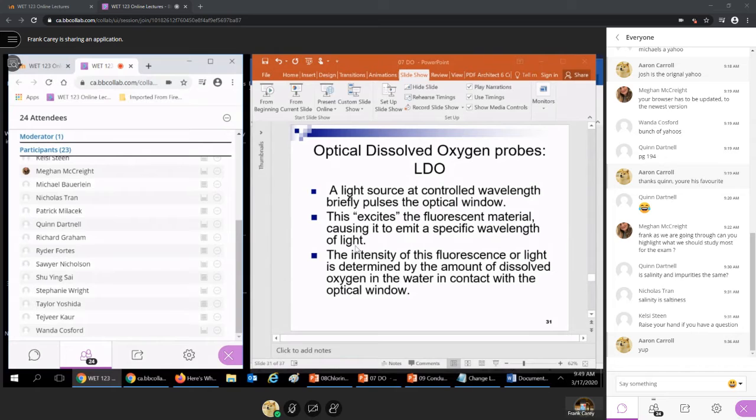So the intensity of this light determines the amount of oxygen in the water or in the solution that you're measuring.